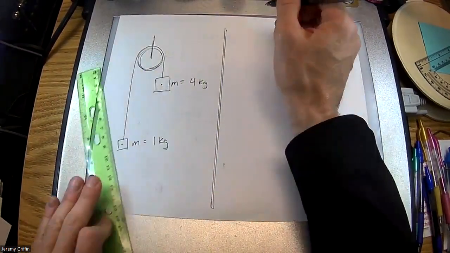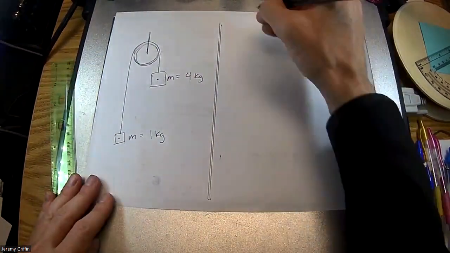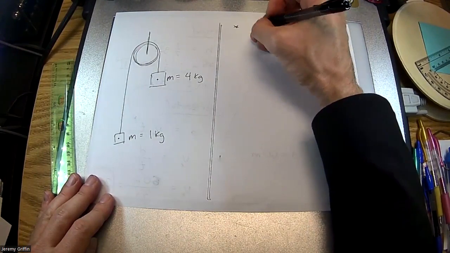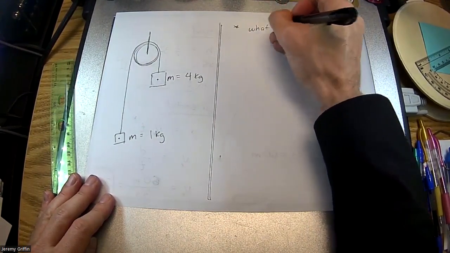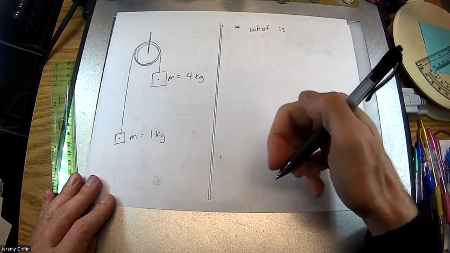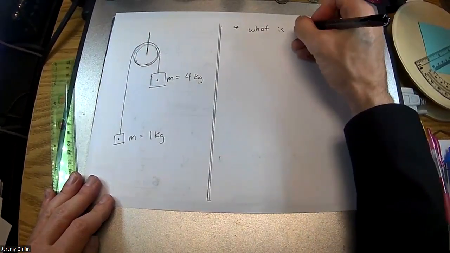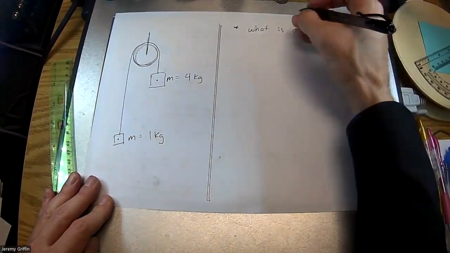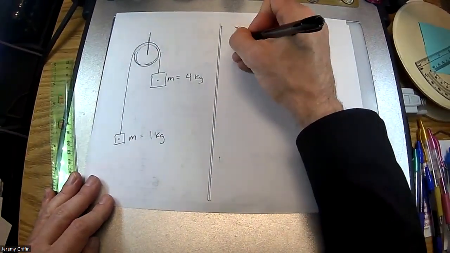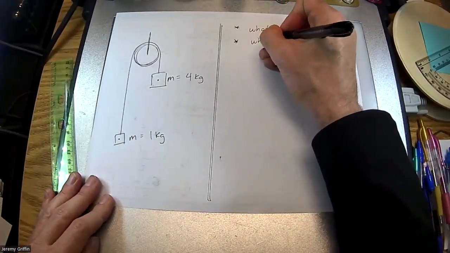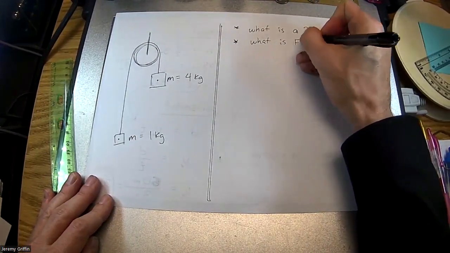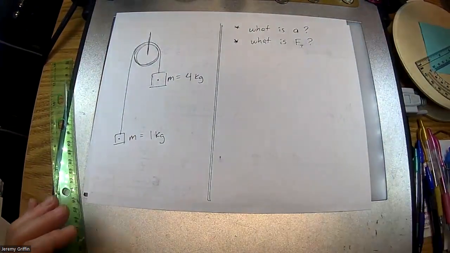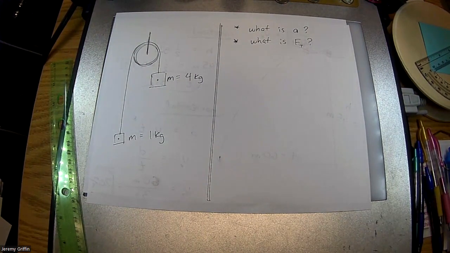But let's answer the classic questions. What is the downward acceleration of the large block, is probably how it would be phrased, but I'll just say, what is the acceleration? And then the follow-up question could be, what is the tension force in the string connecting them?